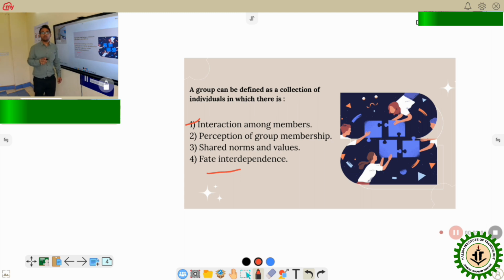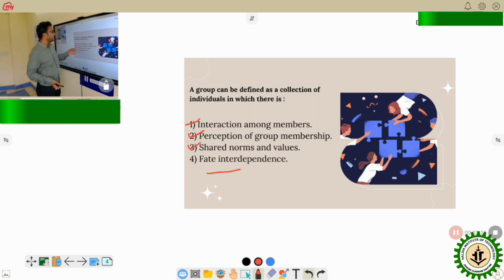That means a group should be created of people with the same persona. That means the perception of the people should be the same. That means they should be ideologically the same. That means they should support the same football team, or the same IPL team, or the same political party. Otherwise there will be a collision between the groups.